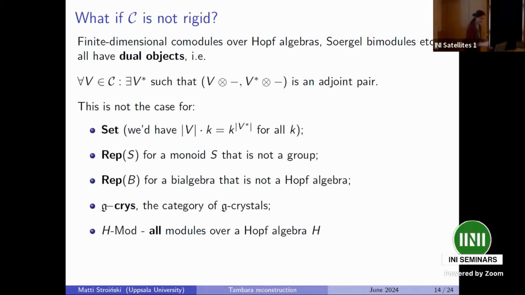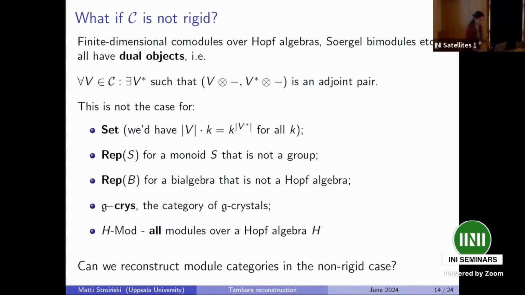Or, another topological case is we could take all modules over a Hopf algebra, and then the infinite dimensional ones do not have a nice notion of dual. So the question is then, can we reconstruct module categories also in the non-rigid case?